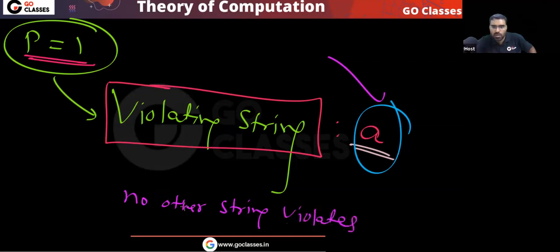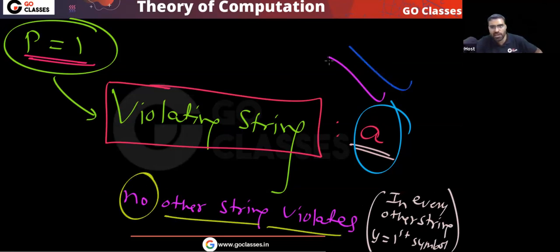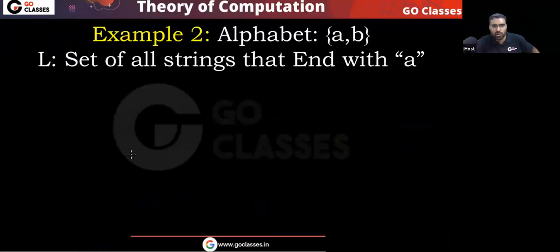Because in every other string, what will you do? Just take y equal to the first symbol. That will work, so no other string is violating. But one string violates, and that is enough. This string violates, that is enough. So I can say P equal to 1 does not work.